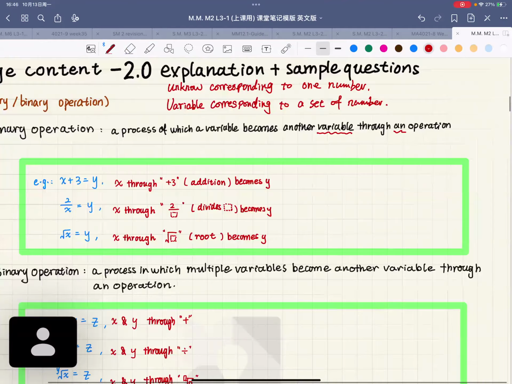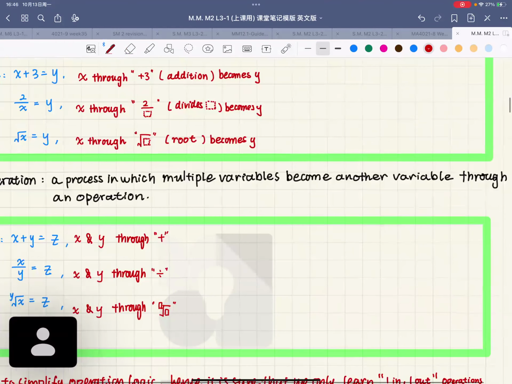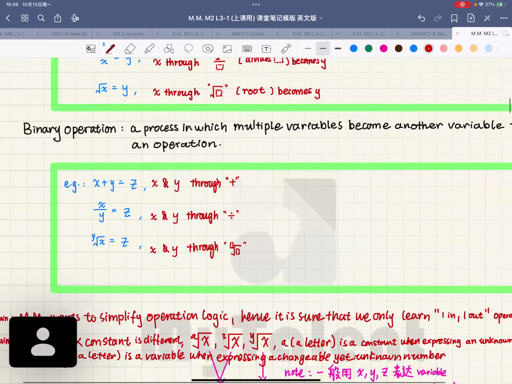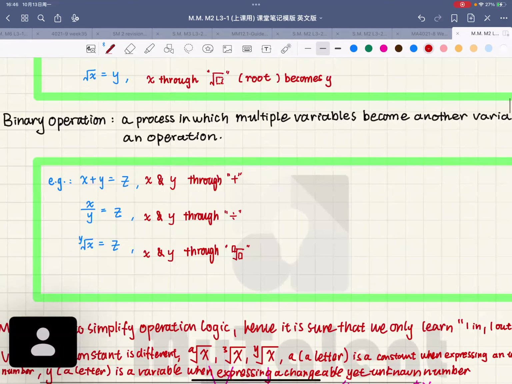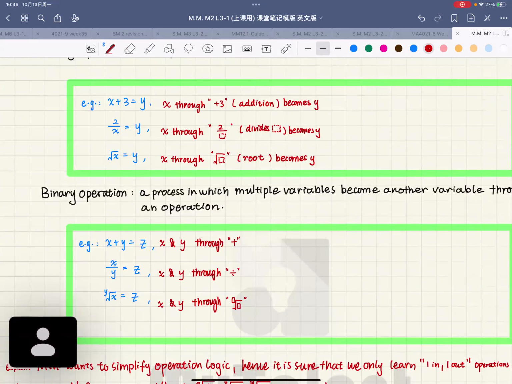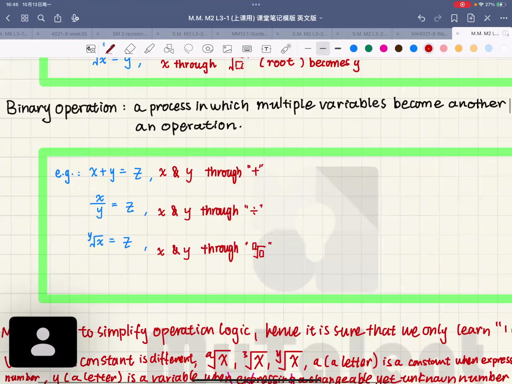Okay. And the next one is binary operation. So binary operation is basically a process in which multiple variables become another variable through an operation. Like, basically, we have x, y, and z. How many variables do we have? So in this case, we have x as a variable. But in this case, we have two variables. One is x, the other one is y.